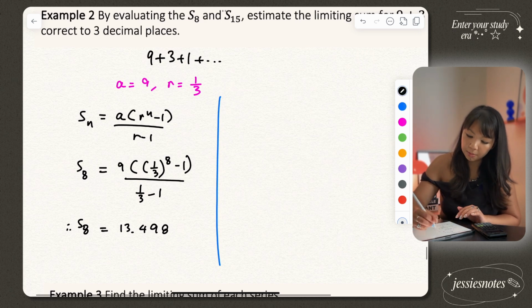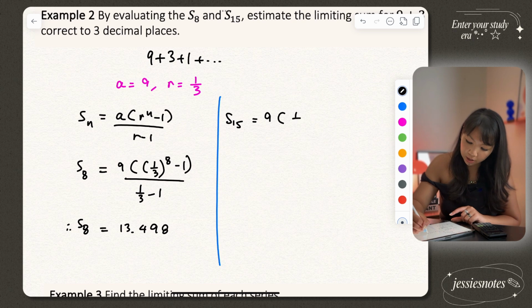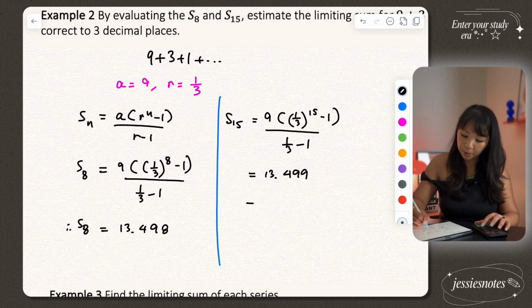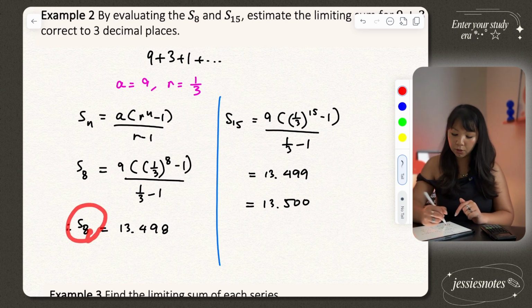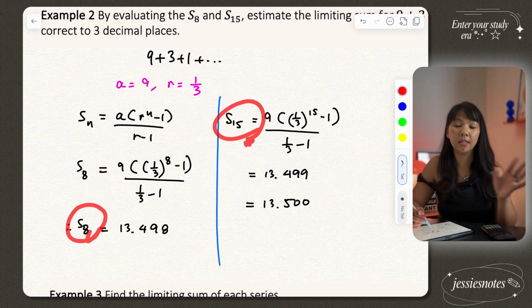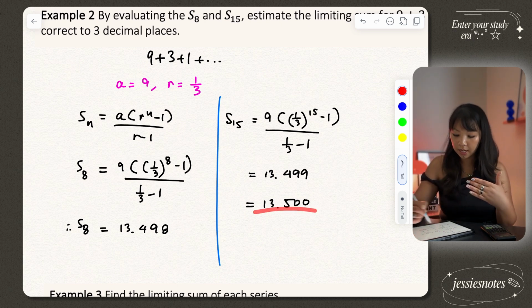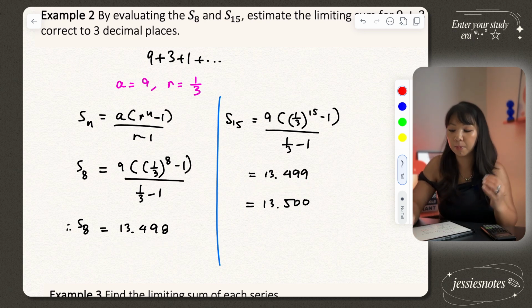Okay, and now we're going to do the same thing for the first 15 terms added up. So we get 9 bracket a third to the power of 15 minus 1 over a third minus 1. So we get 13.499, which, to be honest, if I were to round it up, would be 13.500. So you can see here that even though there is quite a significant gap between S8 and S15, like a 7-term difference between them, they converge to what looks like a limiting sum of 13.5.